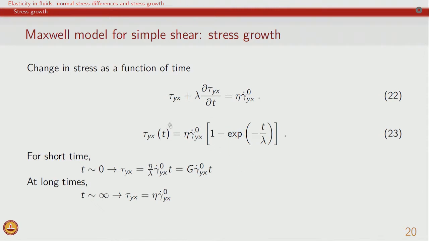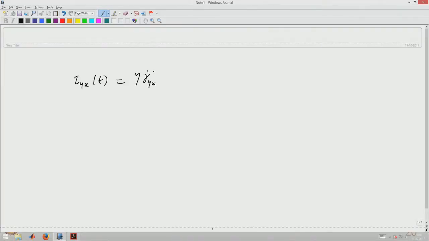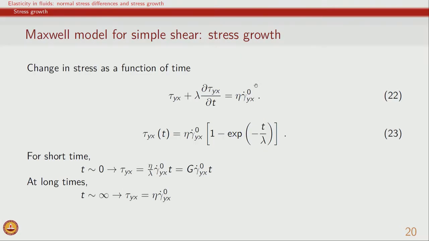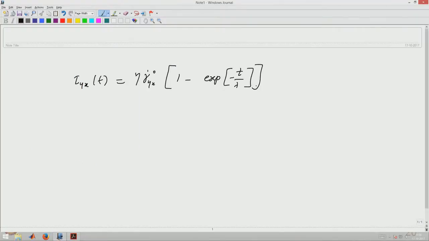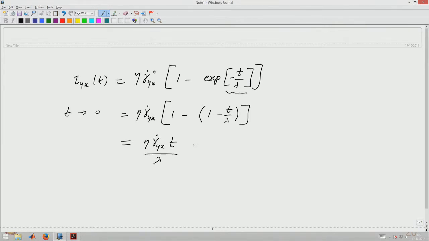And the solution can be examined under two limits. The stress is basically related to the coefficient eta times gamma dot yx naught, the applied strain rate, times 1 minus exponential of minus t by lambda. Given that this is the overall response of the material, you could look at this under two extreme conditions. When time t is close to 0, the exponent is very small, and therefore one can write this as eta gamma dot yx times 1 minus (1 minus t by lambda), which is nothing but eta gamma dot yx t by lambda. In other words, given that eta by lambda is G, it is G times time.